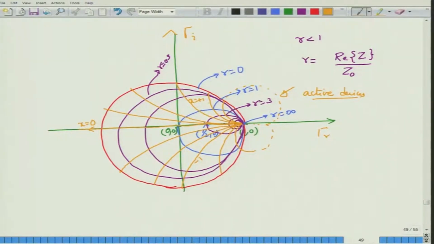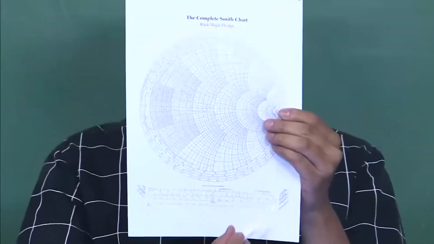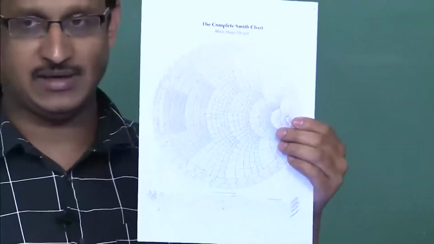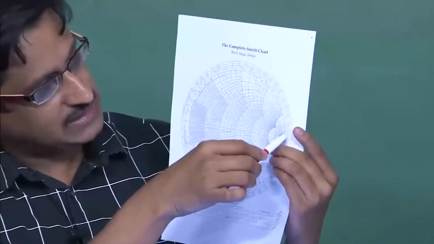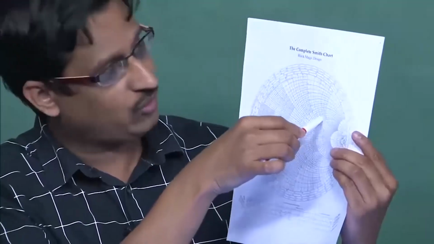So this superimposed constant x and constant r circles will give you the Smith chart, and an actual Smith chart which I downloaded from the internet would look like this. You can see the commercial Smith chart, which corresponds to superimposed constant r and constant x circles. You can see that these x circles are not really circles but arcs. This was, as I said, downloaded from the internet.